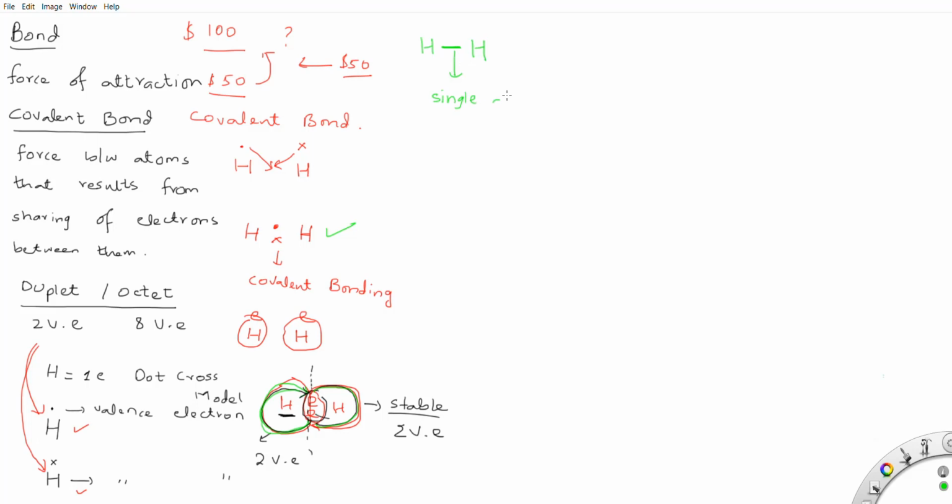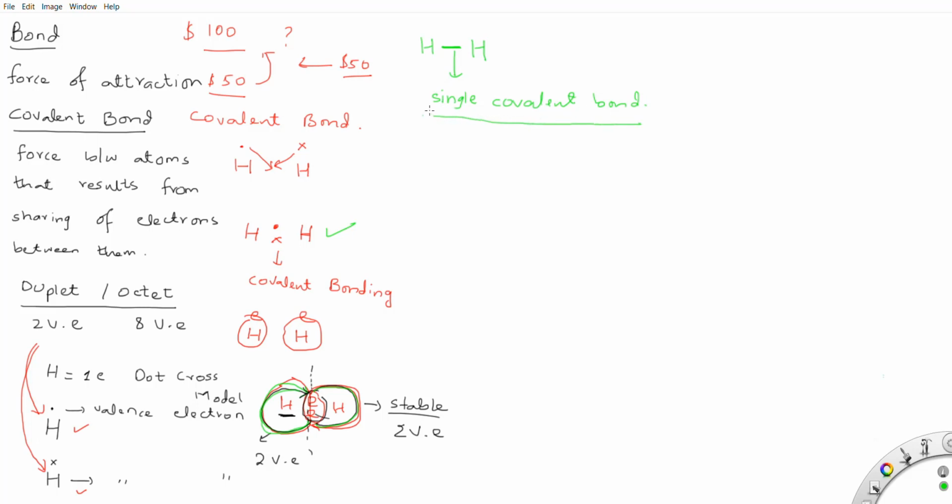Now, what is a single covalent bond? Just remember this: if we consider this whole cycle, each of the hydrogen atoms was providing one electron for bond formation. This hydrogen atom provided one electron here, and this hydrogen atom provided one electron here. Since each participant atom contributes a single electron, this bonding is known as a single covalent bond, or single covalently bonded atoms.